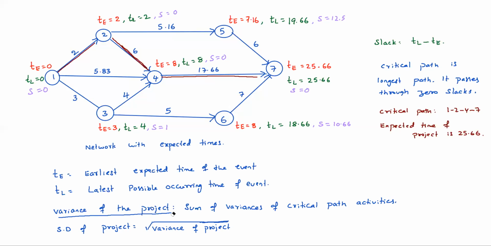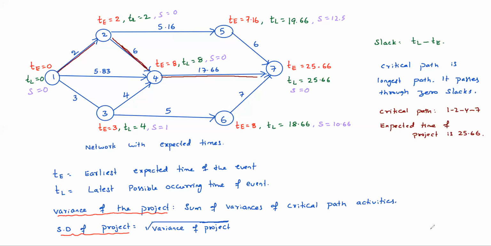Clear kada? Variance of the project, standard deviation of the project. These two things are important. So how to calculate the variance of the project?